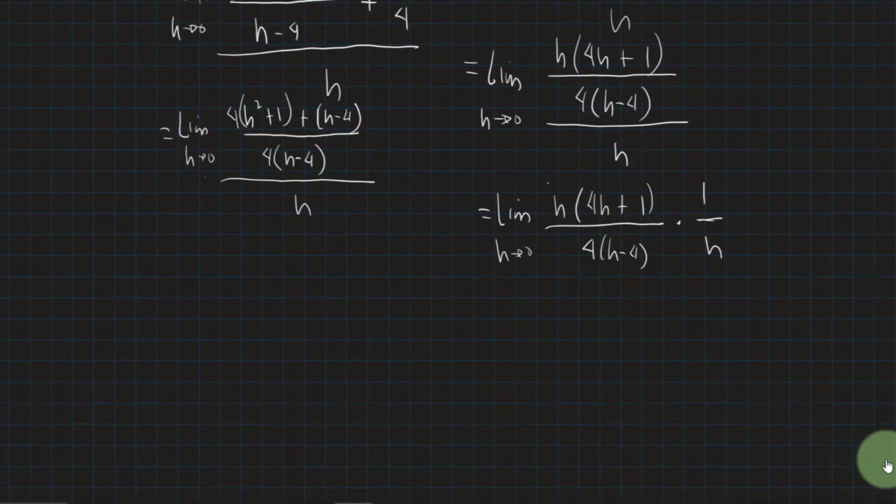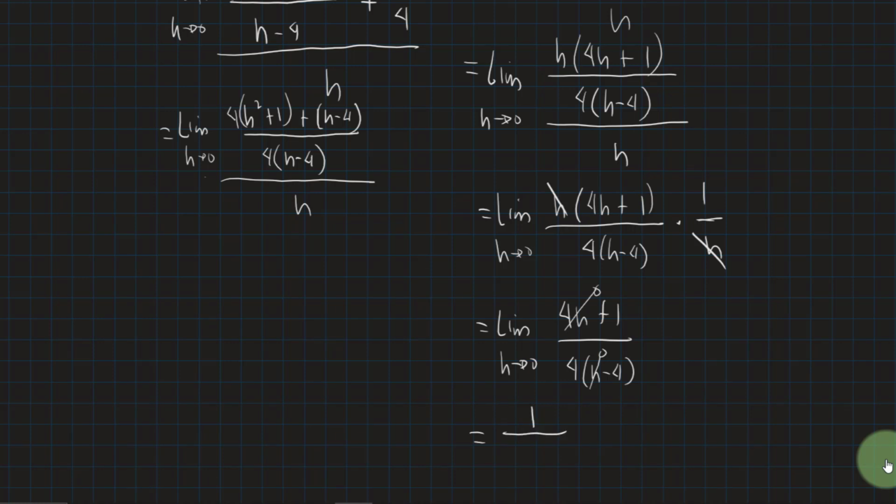as h approaches 0. Now, we can cancel h. So, matitira na lang is the limit of 4h plus 1 over 4 times h minus 4, okay? As h approaches 0. And then, now we can get the limit. The limit is 4 times, ito magiging 0, this one magiging 0 din. So, ang matitira na lang is 1 sa numerator over yung negative 4 na natira sa loob, times 4, is negative 16. Or negative 1 over 16.